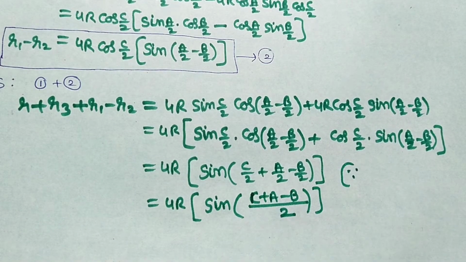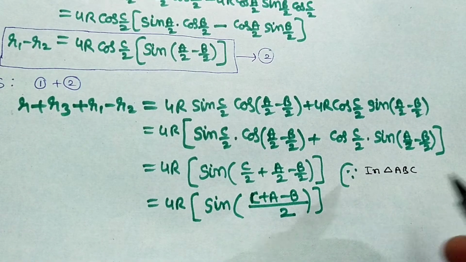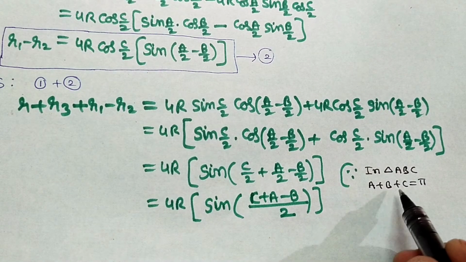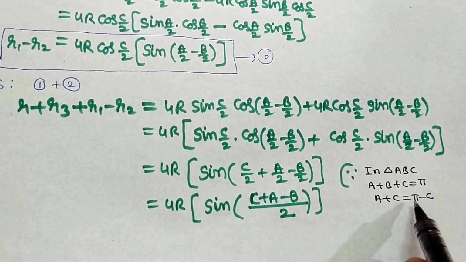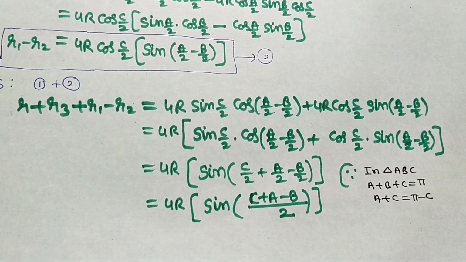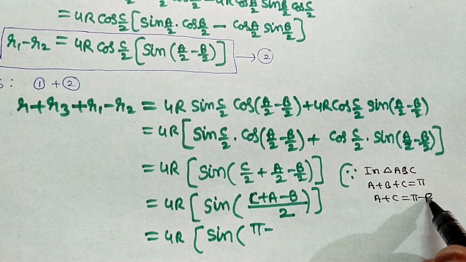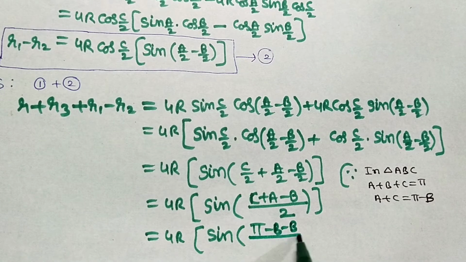Since in triangle ABC, A plus B plus C is equal to 180, we want A plus C here. A plus C is equal to pi minus B. In place of C plus A, you have to write pi minus B. So 4R into sine of (pi minus B) by 2, here my B is not C, it is B. So pi minus B, already B is there, by 2.